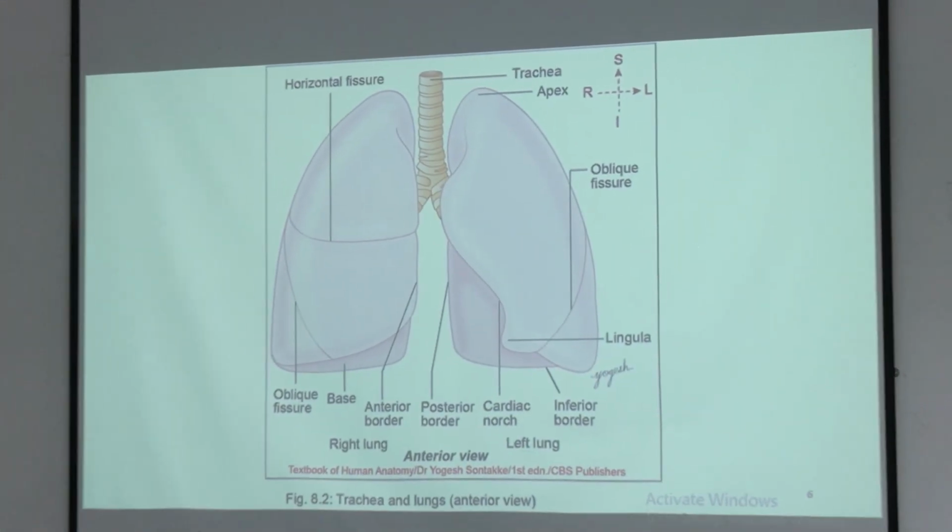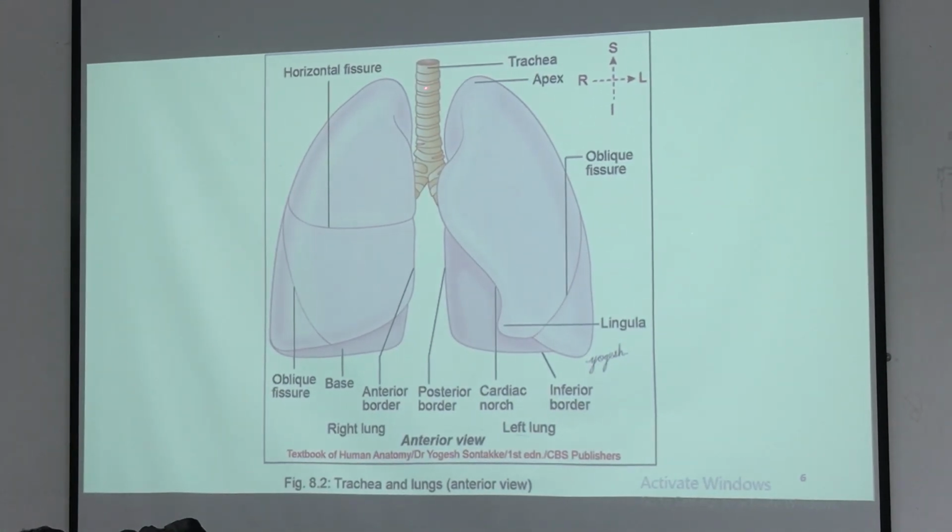Now this is the apex, this is the lingula, this is the oblique fissure in the left lung, this is the inferior border and this is the cardiac notch, this is the posterior border. Now horizontal fissure is there, this is the oblique fissure, this is the base and this is the anterior border. So 1, 2, 3 lobes. This is 2 lobes.